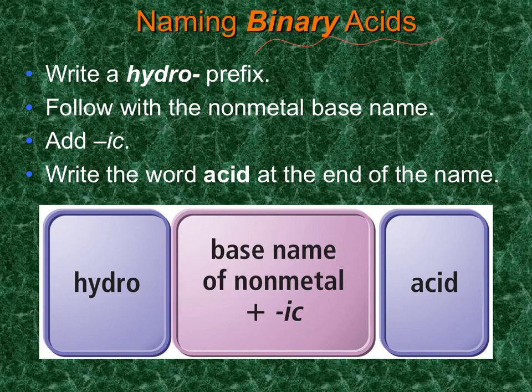The name of a binary acid always begins with the prefix hydro. And the suffix for a binary acid is always ic. And then, of course, as with any acid, you follow up the name with the word acid. So let's look at some examples of binary acid names.